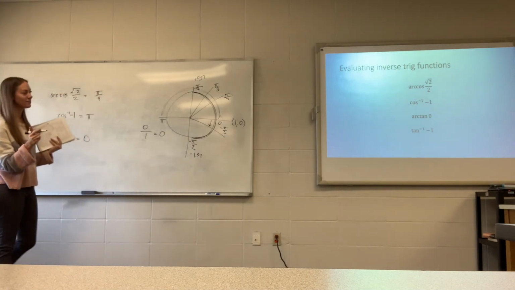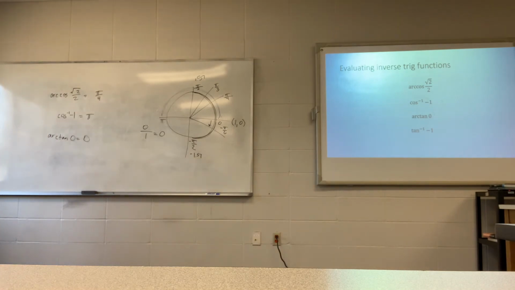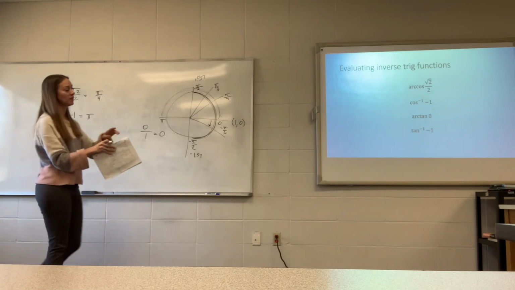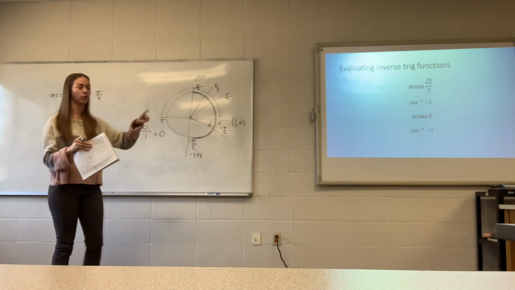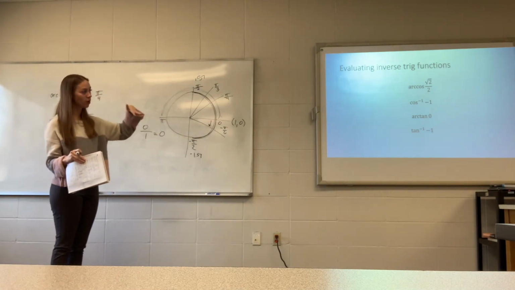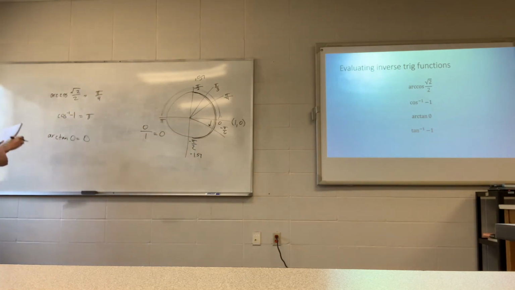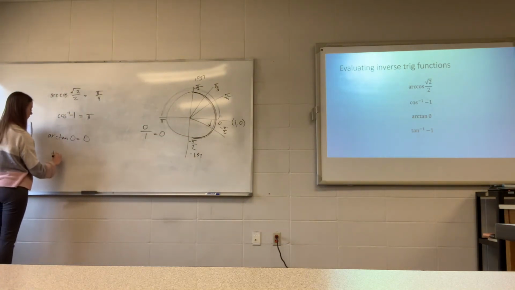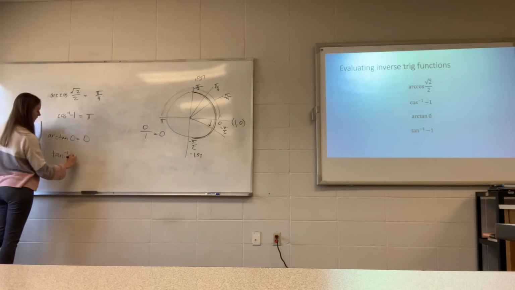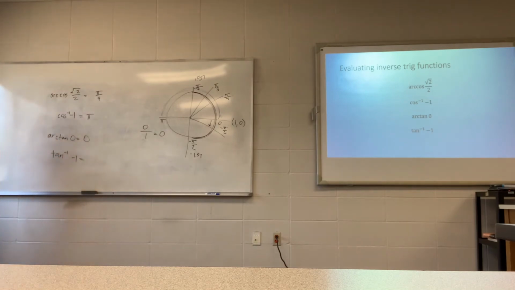All right, the last one, we have the inverse tangent of negative 1. So I'm looking for what angle is going to give me a tangent value of negative 1. So I need to think what sine over cosine is negative 1. Like what angle is sine over cosine negative 1? What do we think about that?